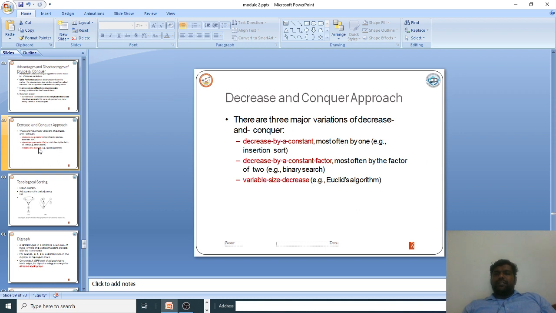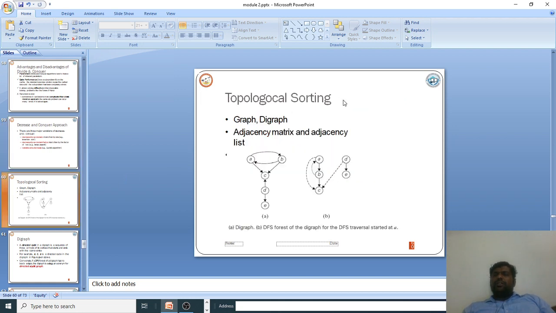Next comes decrease and conquer, where there are three major variations. Decrease by a constant, an example of which is insertion sort; decrease by a constant factor, that is binary search; and variable size decrease, Euclid's algorithm. Next we will come to an algorithm, topological sorting, which is an algorithm under decrease and conquer.